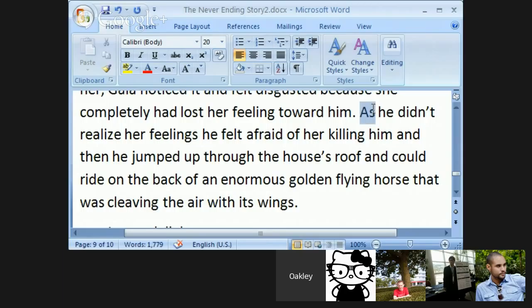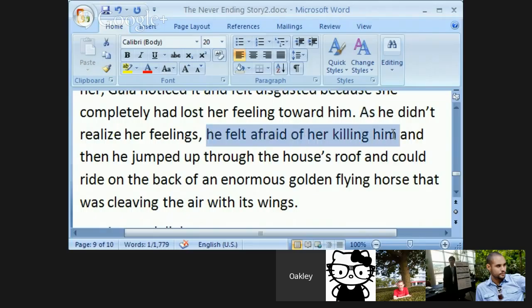Okay, all right. As he didn't realize her feelings, however, Kiko, comma, right? Yes. Dependent clause first. With the subordinator, got to have that comma. He felt afraid. Afraid of what? Afraid of her killing him. Comma.